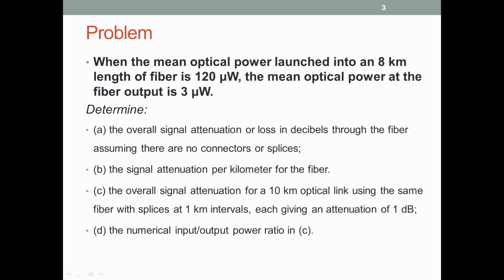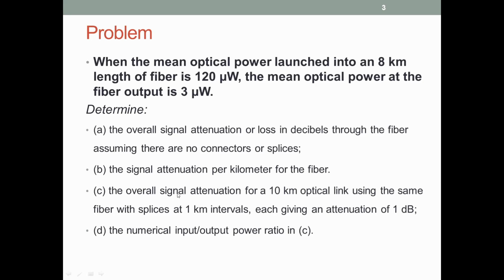Now the third one actually has something to think about. Instead of 8 kilometers, we have a 10 kilometer long link, and there is a splice at every 1 kilometer. So if there is a 10 kilometer length and you need to have splices at 1 kilometer, how many splices are there? Technically it is not 10, it is 9. You can understand with the help of common logic. If I have to cut a rope of 10 kilometers, at 1 kilometer every instance, you need to cut it only 9 times, not 10 times.